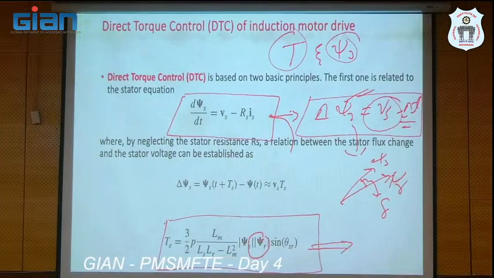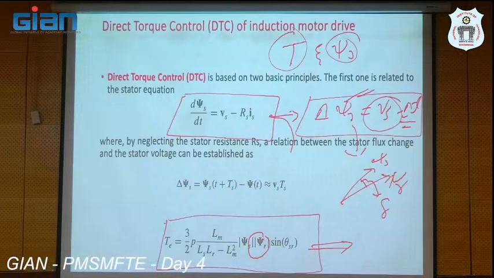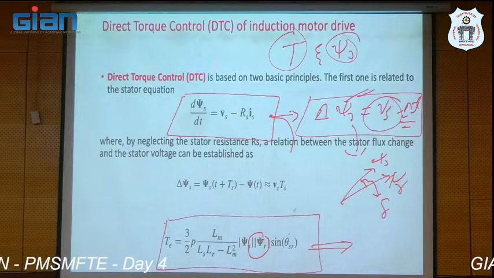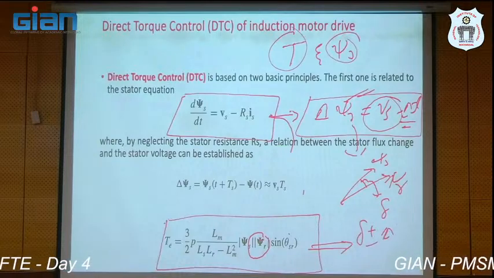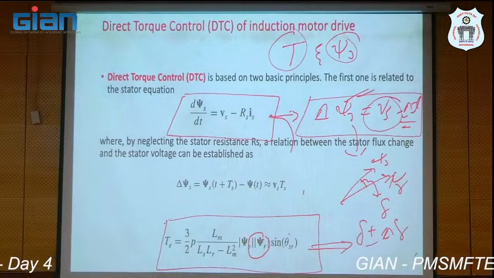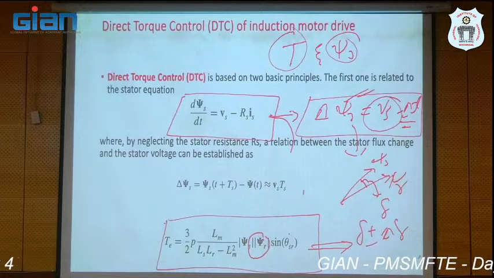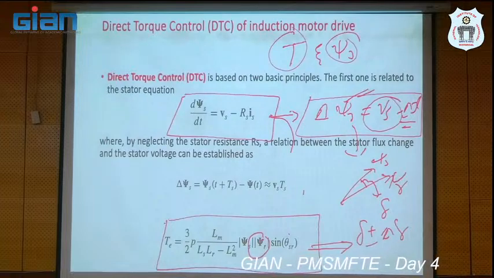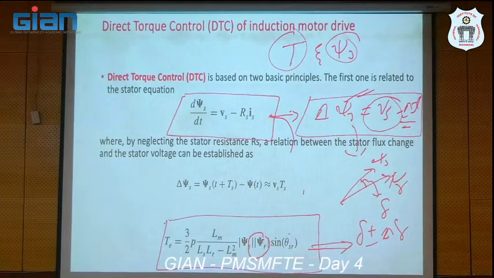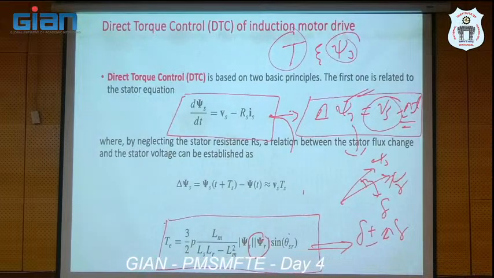How we can control? How we can control the torque? See here, the angle is there, delta is there, right? By adding or subtracting delta, we can control the torque. By increasing the space displacement angle between the stator and rotor flux, or by decreasing the angle between the stator and rotor, we can control the resultant torque produced by the machine.